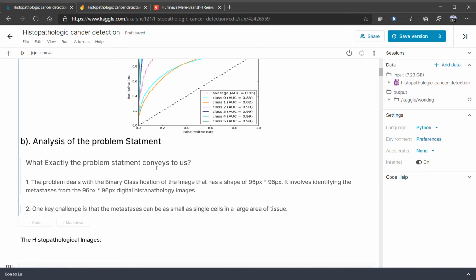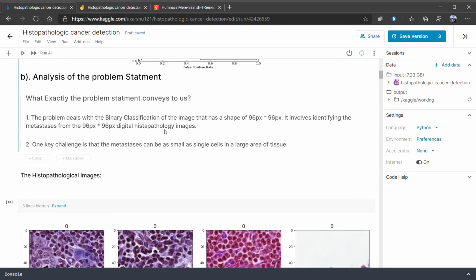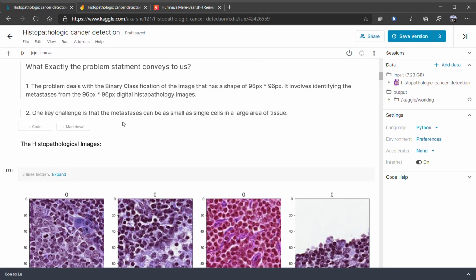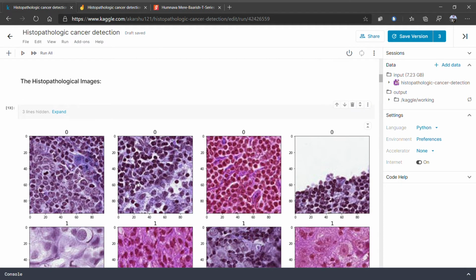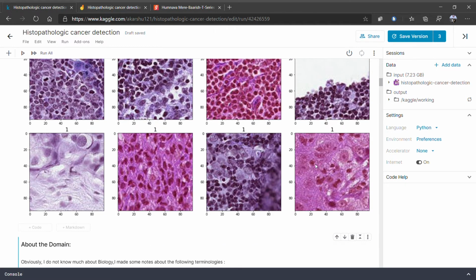So what is the analysis of the problem statement? As we have already said, the problem mainly deals with the binary classification of the image, and it is obtained from the histopathology labs. One key challenge is that the metastases are so small in size that they can be as small as a single cell in a large area of tissue, and the histopathological images are somewhat like this. The 0 means the cells do not have metastasis, or do not have the chance to spread cancer into other organs, and the 1 is based on the fact that it does.